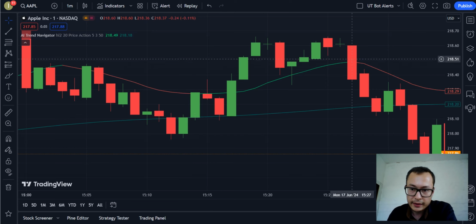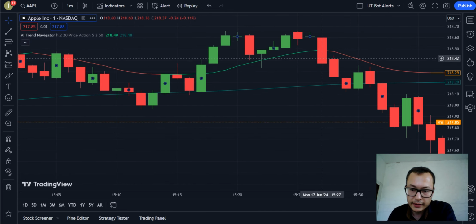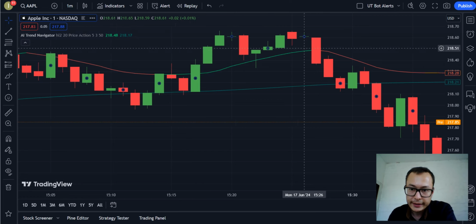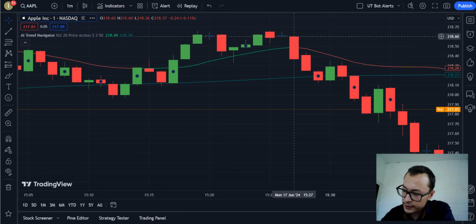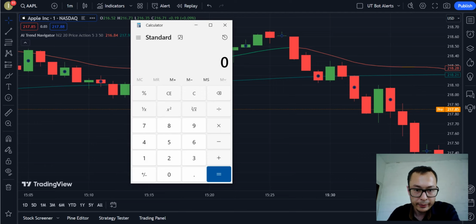And then we wait, and at 3:27 p.m. the AI Trend Navigator turns red. So that's when we would submit the sell order, and we would sell it at a price of $218.60. So we were selling it at a profit. And now I will show on the calculator how much that is in terms of percentage.